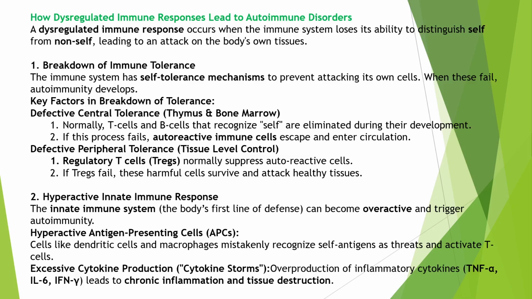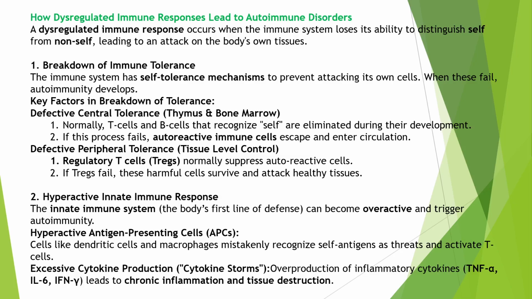The immune system has a self tolerance mechanism to prevent attacking its own cells. When these fail, autoimmunity develops. So, as the name suggests, autoimmunity means it is attacking your own system because of dysregulation. And the major factors for the breakdown of this tolerance is, it could be a defective central tolerance, that is at the base of it, at your thymus and your bone marrow, where the activation, differentiation or selection of your T cells and B cells has to occur.